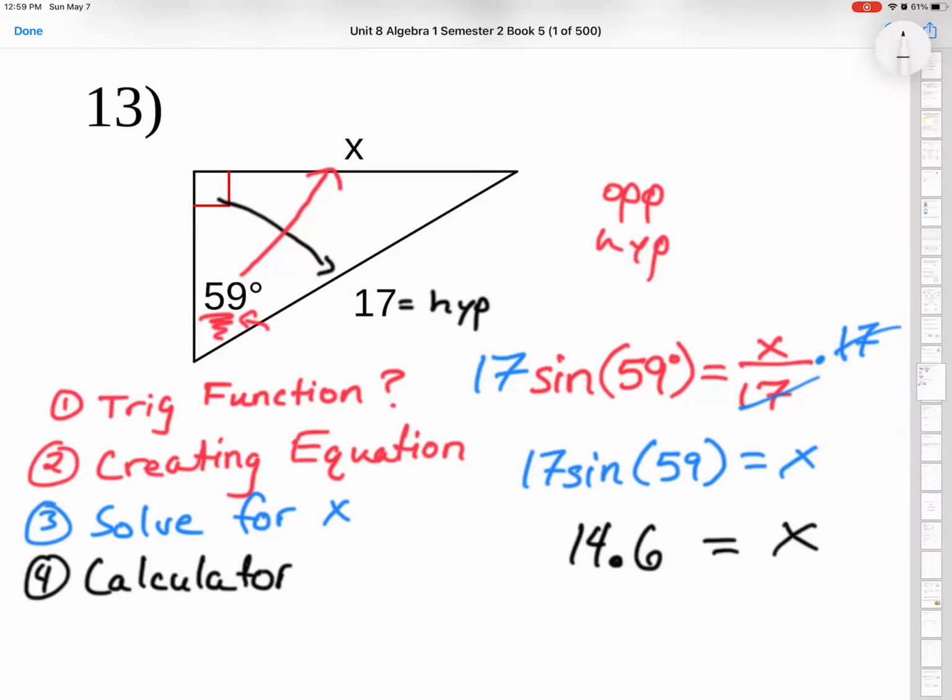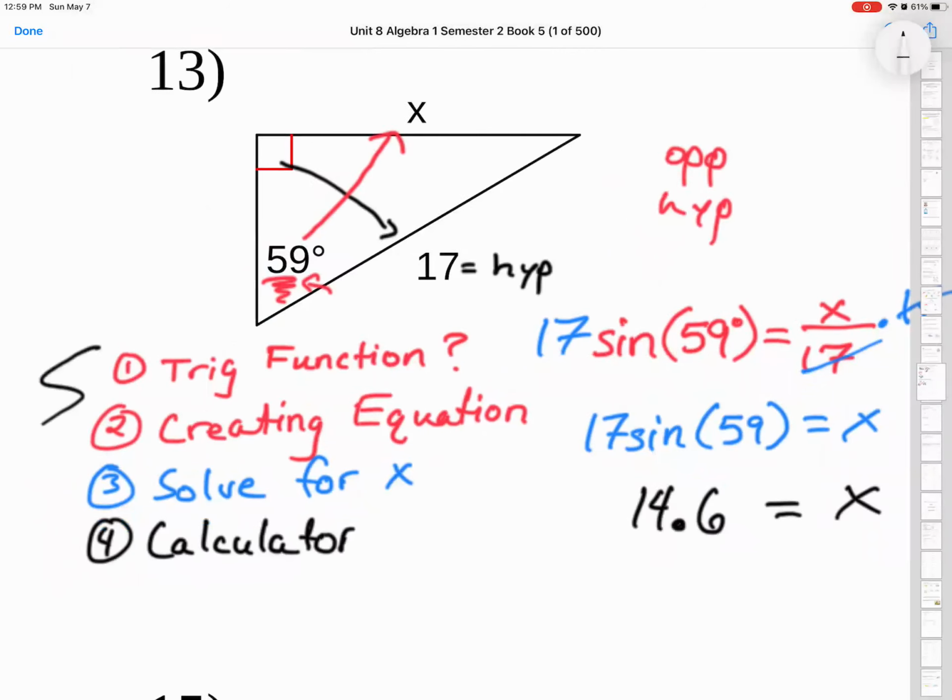And so on your paper, in your notes, I would definitely have these written down. You're first going to figure out what's your trig function. Then with that, you're going to create your equation. You're going to solve for x, and that's going to look a little bit different depending on the question. And then lastly, you just calculator it. Go ahead, feel free to pause the video if you have any questions on this one.